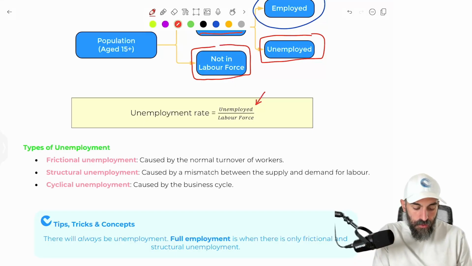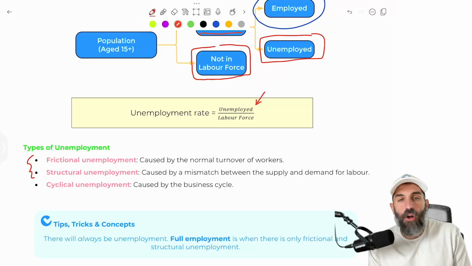Now, those two, you will learn, are always there. You're always going to have some frictional unemployment. You're always going to have some structural unemployment. These will never be zero.